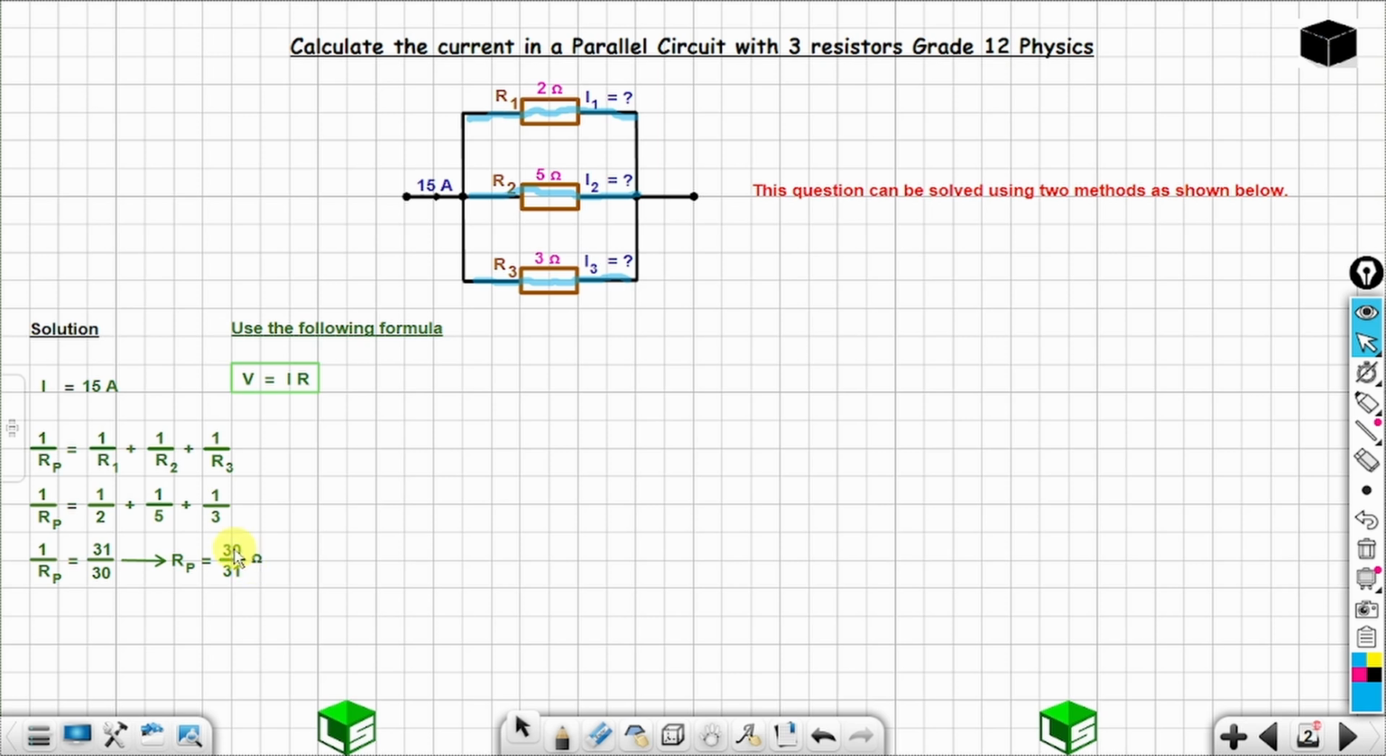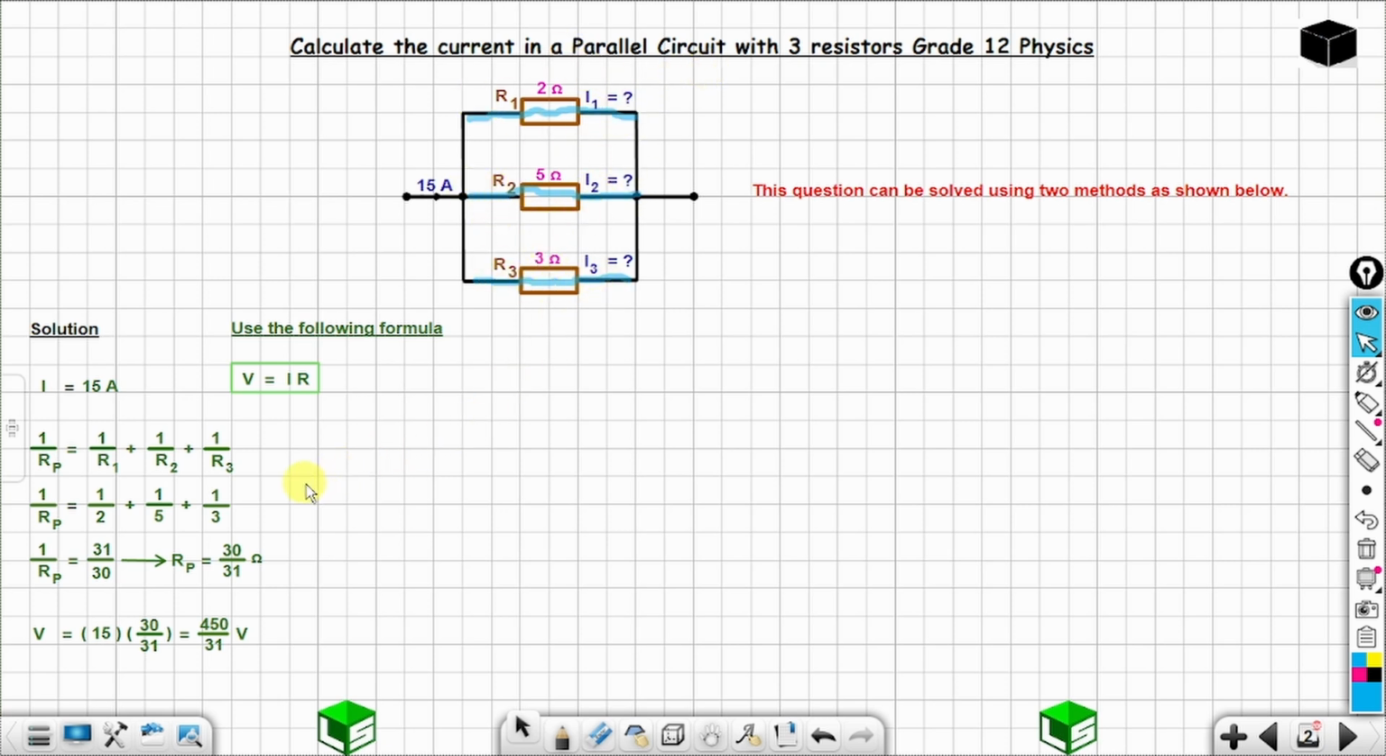Now you have the total current and the total resistance, so you can calculate the voltage. The voltage is equal to the current times the total resistance, which is 450 over 31 volts. Let's keep the voltage as a fraction. The voltage is the same across each branch in a parallel circuit.